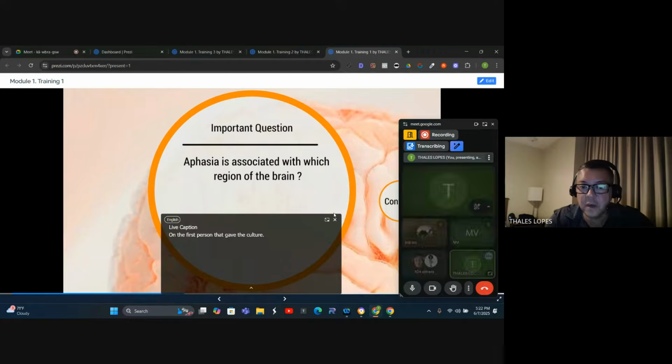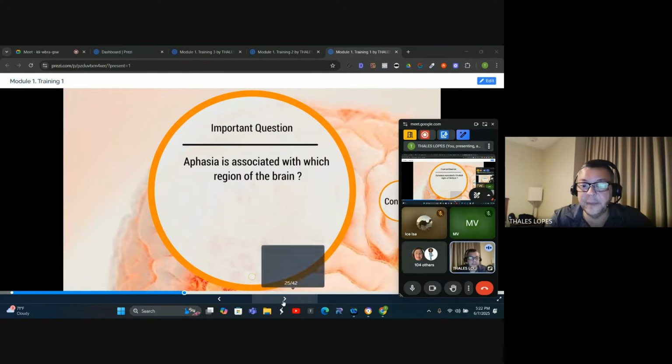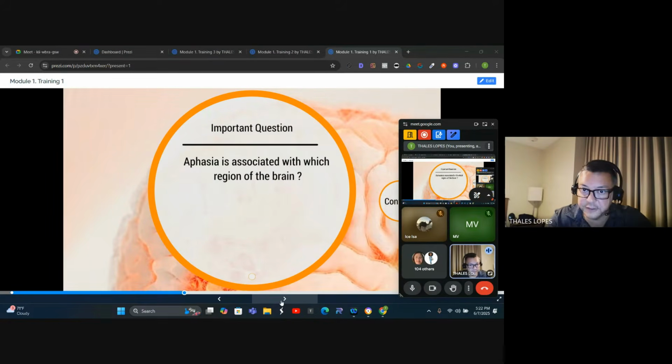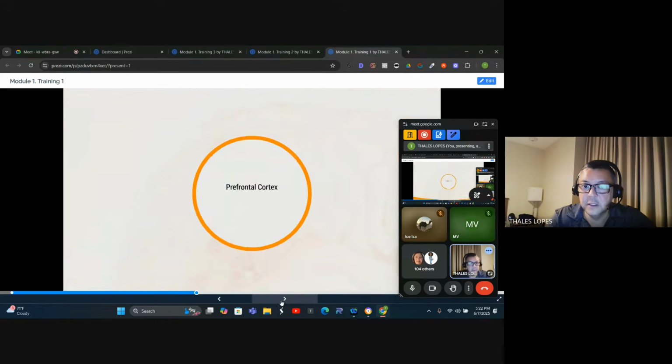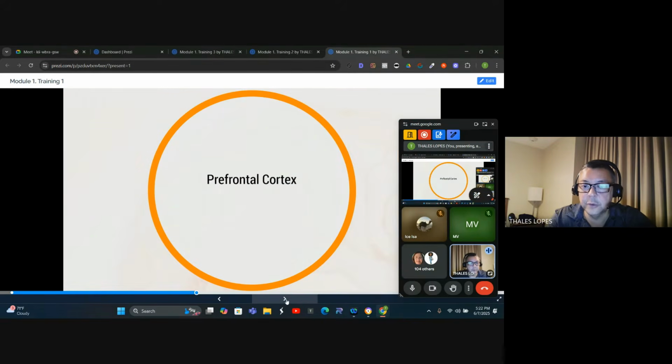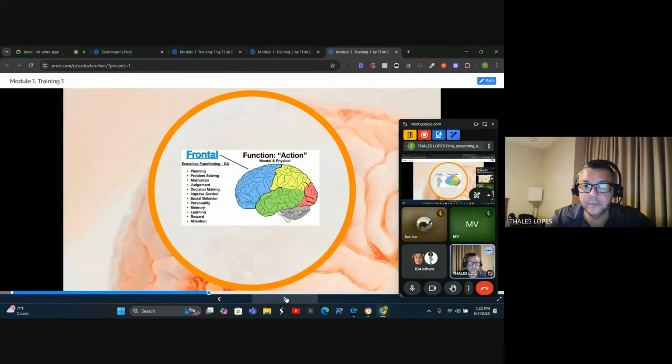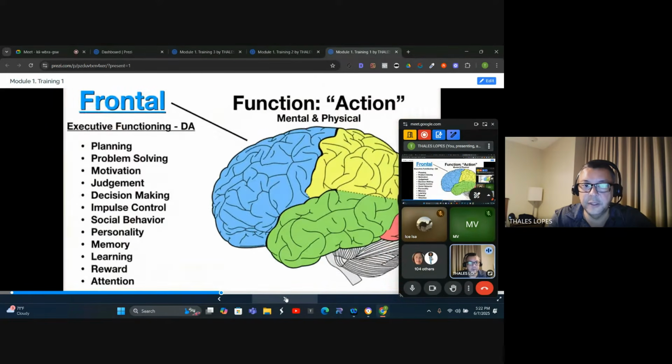Aphasia, and again, depending on which type of aphasia, right, would be the prefrontal cortex. Again, just going over the frontal lobe here and the prefrontal cortex.